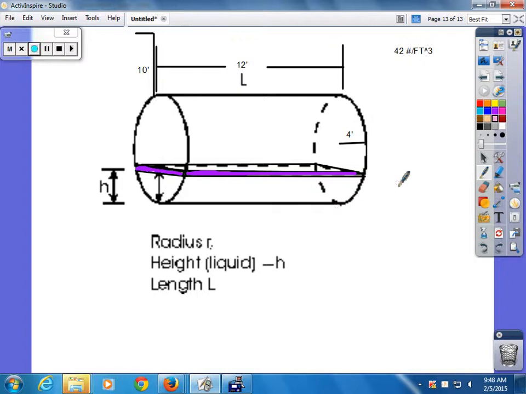Alright, so this one's going to have a length of 12, and a width. Wait a minute, what about the width? How are we going to do the width? Well, you're going to have to think about how you're going to do the width.